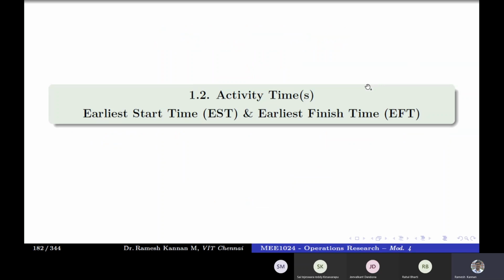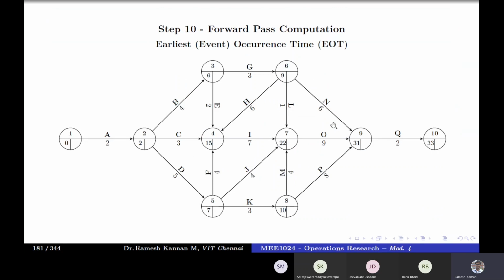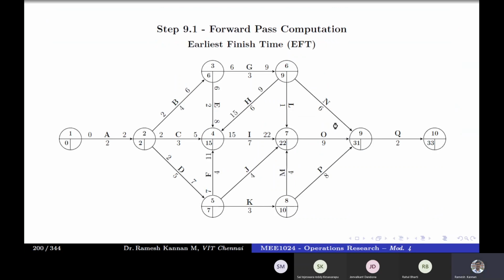So early start time. Before we get into it, let's brush up on what early start time is. Early start time is the maximum of the EI value or the previous EFT value. In this case, EST depends on the EI value, in this case it's EJ, or the EFT of the previous activity. Whichever is maximum will be our EST value. EST plus the duration will give us EFT, early finish time. That is what we're going to do in the forward pass computation. It's very simple. It's quite a powerful technique when compared to other methodologies.